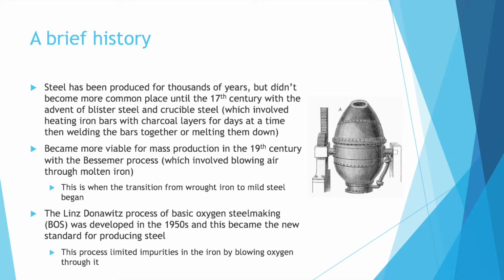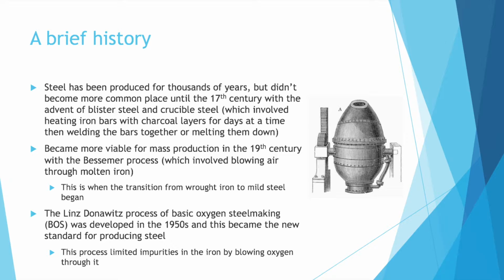Steel became even more viable for mass production in the 19th century with something known as the Bessemer process. This involved blowing air through molten iron, again, taking out the impurities and getting carbon into the iron. That picture on the right shows some equipment used in the Bessemer process. The Bessemer process really marks when the transition from wrought iron to mild steel began, at least in large quantities.